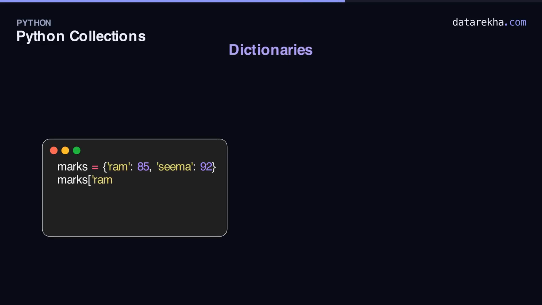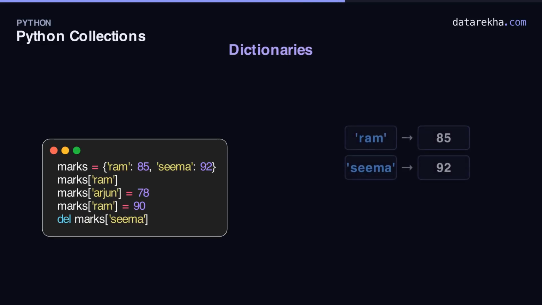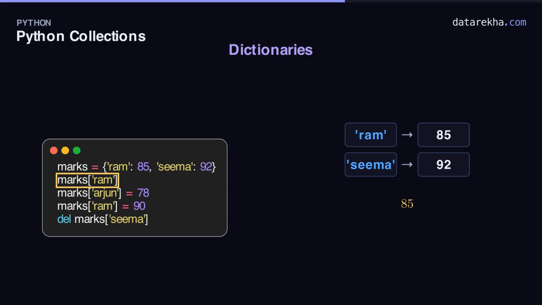A dictionary maps keys to values. Here, two students map to their marks. Picture it as a column of key-arrow-value rows. Ram to 85, Seema to 92. Looking up is instant. marks["Ram"] jumps straight to 85. No scanning. The key takes you right there.